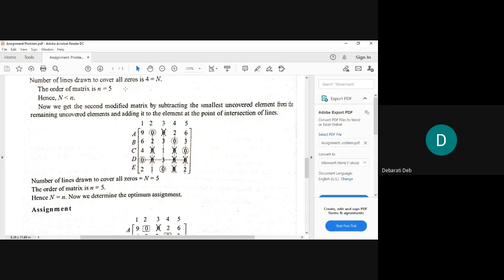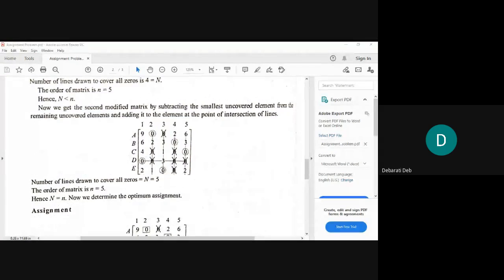So we have denoted the number of lines drawn to cover all the zeros by capital N. Now we have got capital N to be 5. Okay, Nidhi has also replied 5. So the number of lines drawn to cover all zeros is 5.